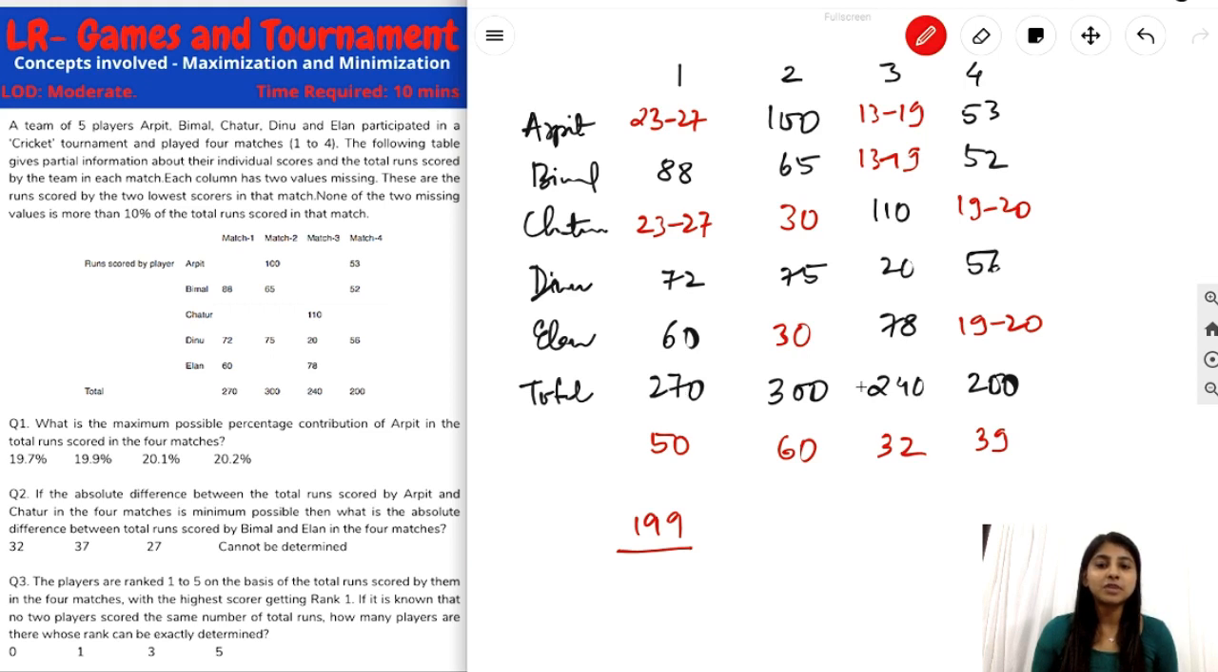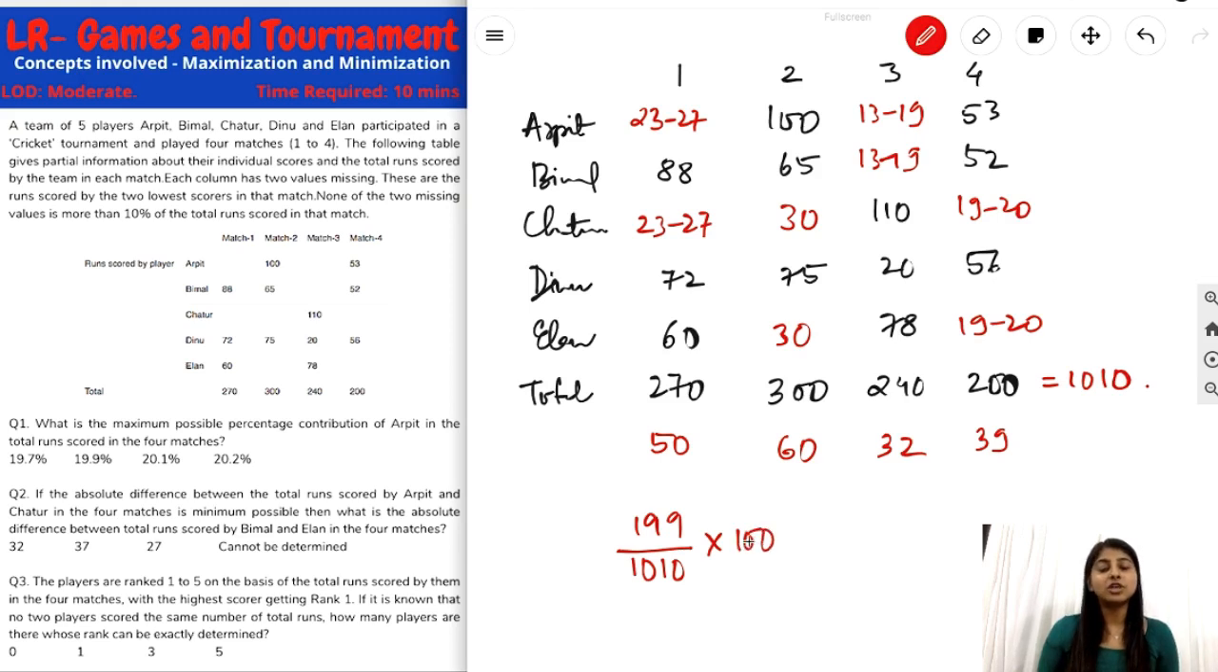And that is what percentage of the total? So take the total of all the 4 matches. It is 200, 300, 500, 500, 500, 1010. The total is 1010, right? 70 plus 40 is 110. That's how we get 1010. Okay, so 199 divided by 1010 into 100.